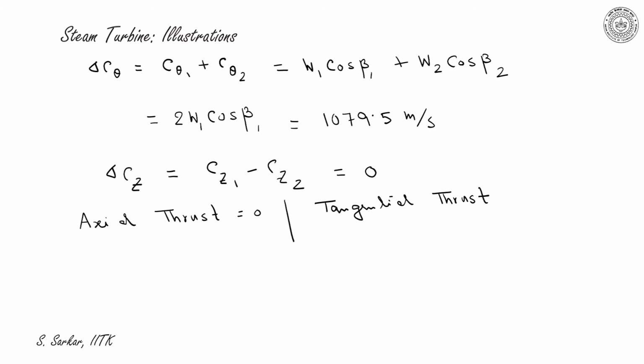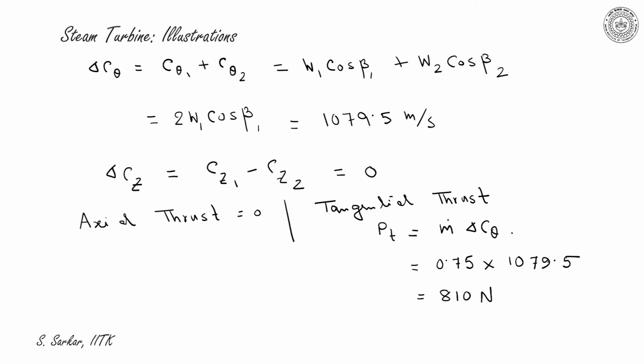If I denote tangential thrust by PT, PT would be equal to m dot into del C theta. Now I know the value of m dot, that is 0.75, into del C theta. I have just evaluated 1079.5. If you evaluate, this should be 810 Newton. So I have evaluated the tangential thrust.